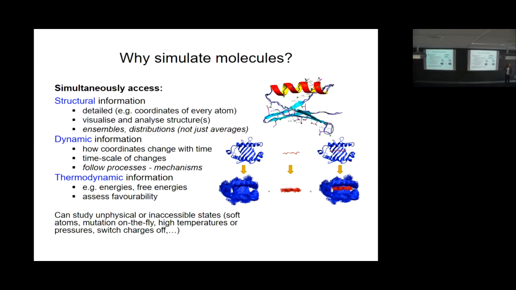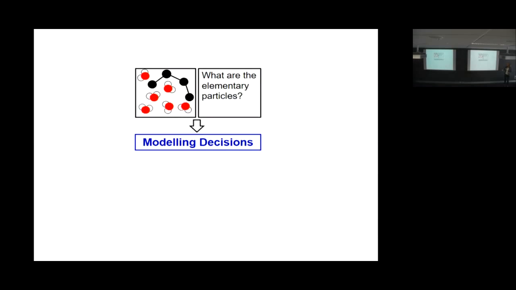And so I was going to talk you through the kinds of decisions and things that we have to think about when we start building a model of some molecules. These are the kinds of things I'll be asking people when they come to me and say, can you model this? So there's a bunch of decisions that we have to go through. One of many is what are the elementary particles, the units that we're going to move around.